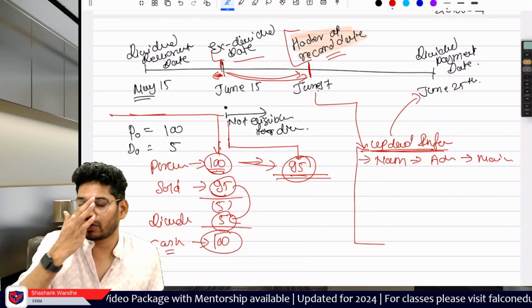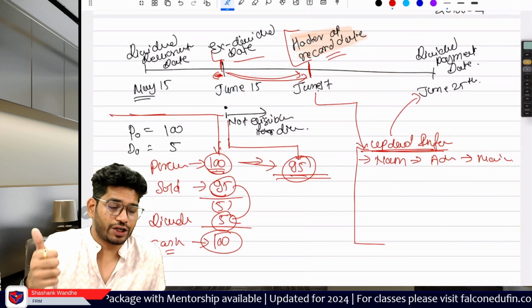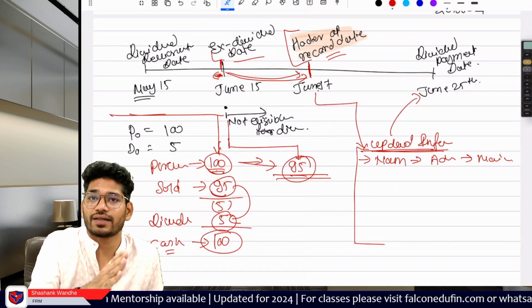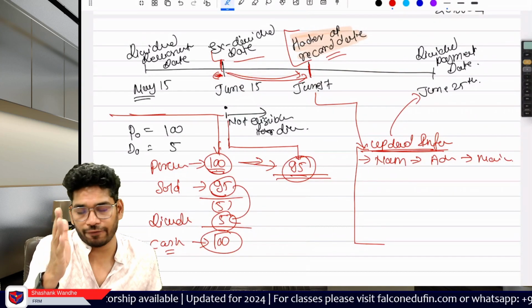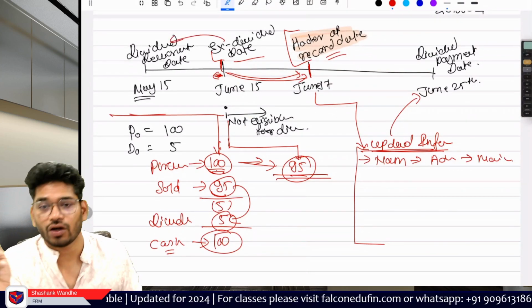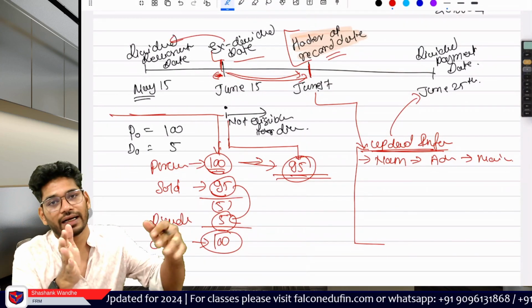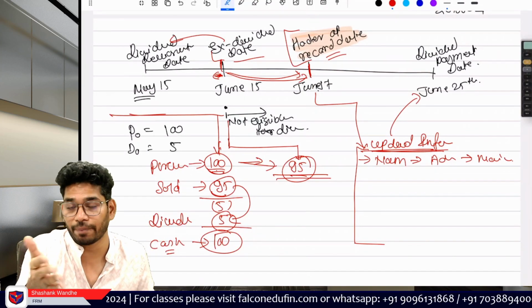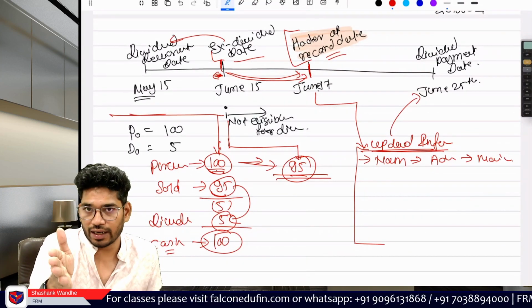So these are the dates. Just to summarize: on the dividend declaration date, the board declares the dividend. On the ex-dividend date or after this date, if you buy shares, you won't be eligible for the dividend declared. Maybe if the company declares a dividend afterwards, then you will be eligible, but not for the previous one.